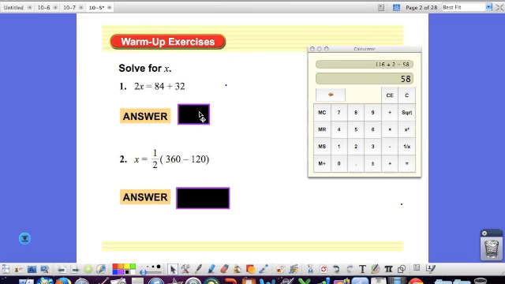And for my next problem, 360 minus 120 is 240. 1/2 of 240 is 120.